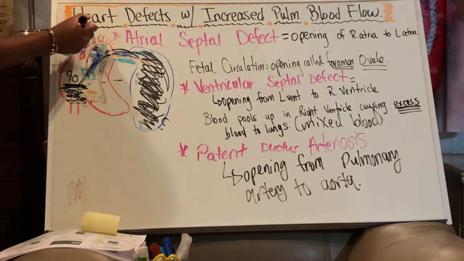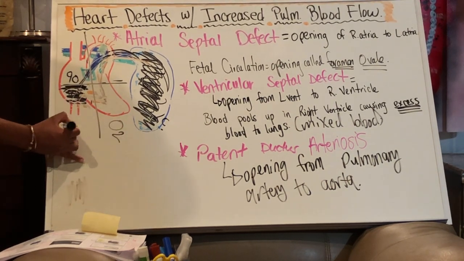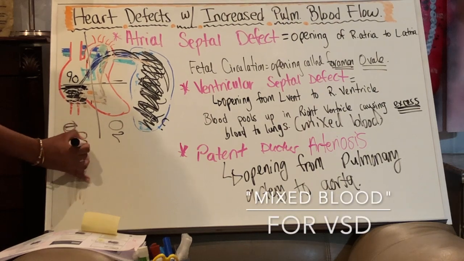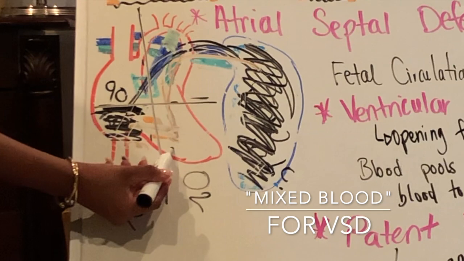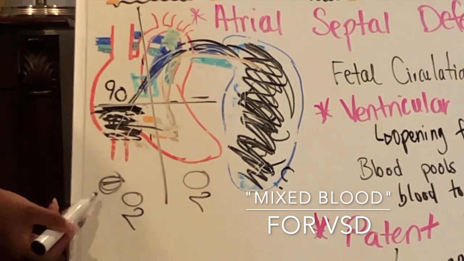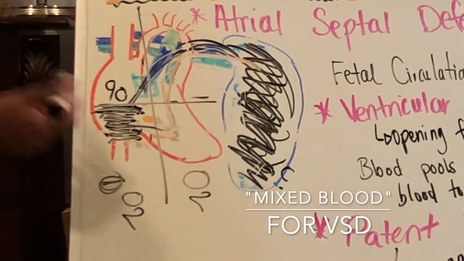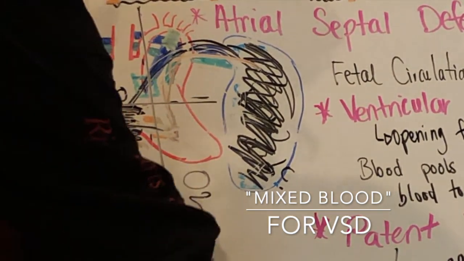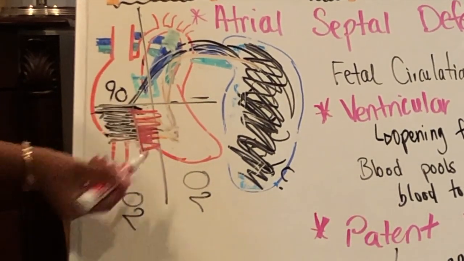And if you know your anatomy, you know that this side has oxygen, and this has no oxygen, low O2. So if the oxygenated blood is coming in here and there's an opening, it's going to go into the deoxygenated zone and mix. So there's going to be oxygenated blood and deoxygenated blood, and it's just going to mix right here.